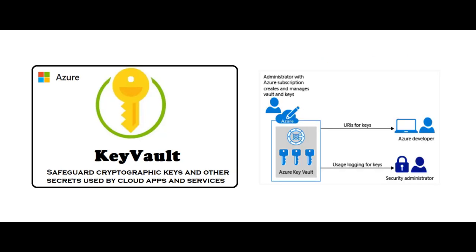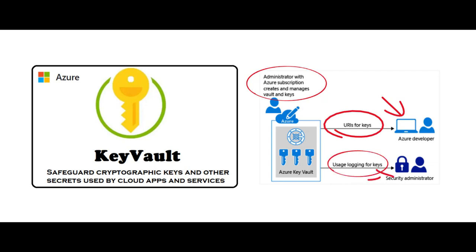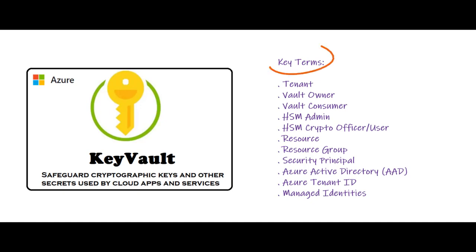So how does it work? Well, an admin with an Azure subscription creates and manages the Vault and the keys itself. And then there are URIs for keys for the Azure developer. And there's usage logging information that is provided to the security admin. Quite simple, isn't it? There are some terms I want you to be aware of and know about as it relates to Key Vault. So here are some key terms associated with the Key Vault you need to know about.